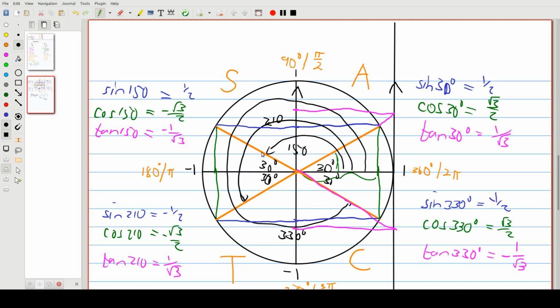Alright, so that's pretty much it for this video. The important thing is just that we can see which quadrants have which ratios being positive and negative, specifically the positive ones for the CAST diagram.